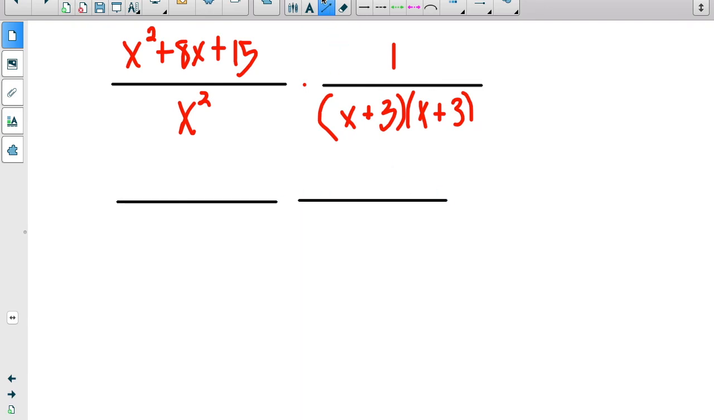Now we can factor anything that is factorable, and there are a few things. X squared is not factorable.